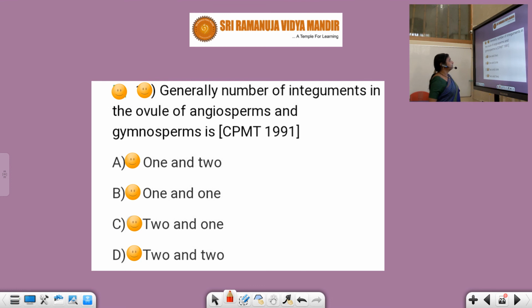Now let's see the next one. Generally, the number of integuments in the ovule of angiosperms and gymnosperms. Already we have seen this, 2 and 1 is the answer.